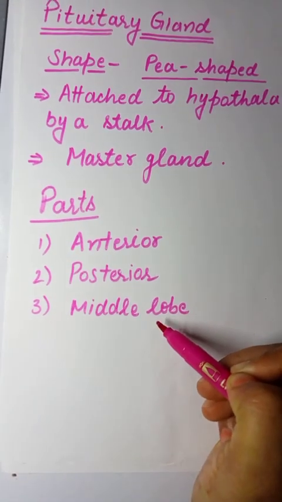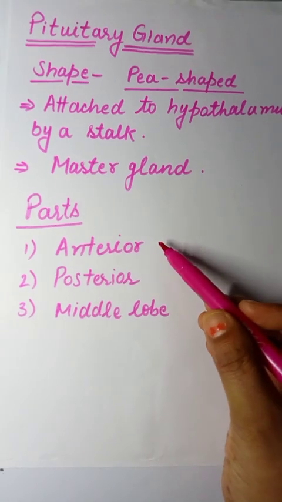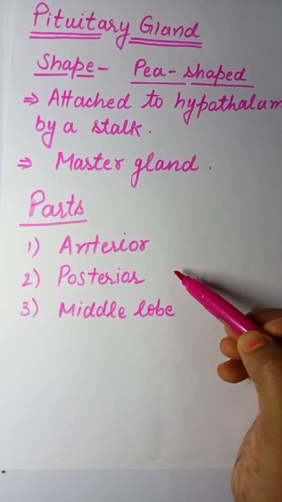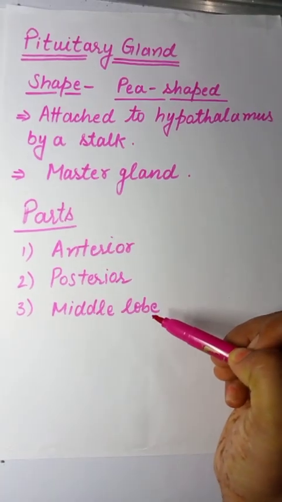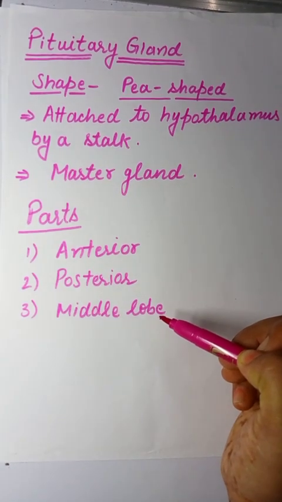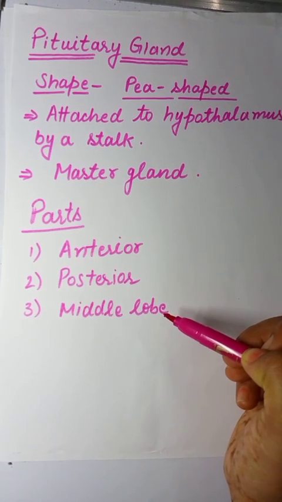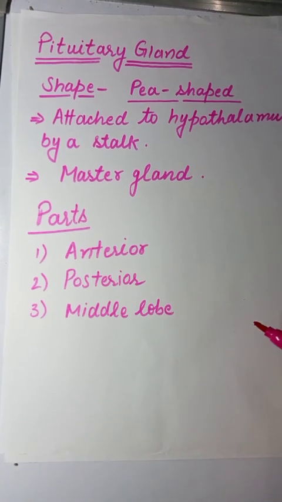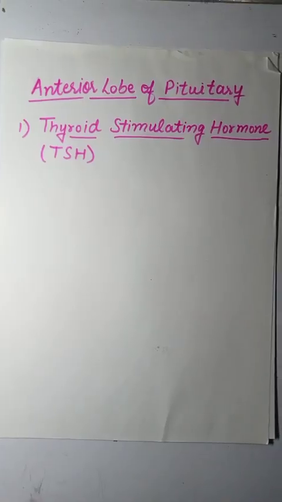Now, there are three main components, or we can say the parts of pituitary gland. First is anterior, second is posterior, and third one is middle lobe of pituitary. All the three components of the pituitary gland are releasing some hormones, right? Okay, now one by one we can learn about all the hormones which are released by anterior, posterior, and middle lobe of pituitary. So first of all, I am starting with the anterior lobe of pituitary.